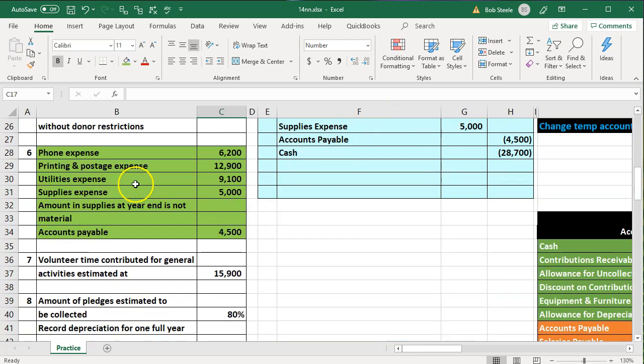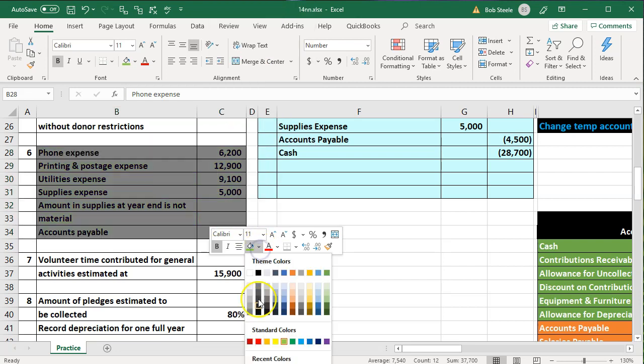And now we can go back down and do number 7. So I'm going to go and highlight this. We're going to go ahead and ungreen that.